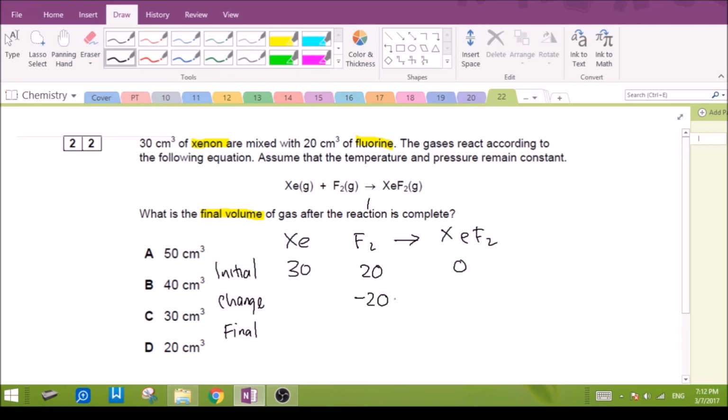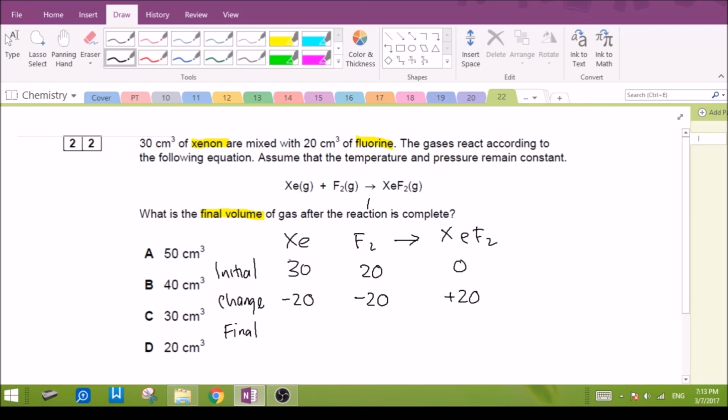When 20 cubic centimeter of fluorine is used up, by ratio we will also have 20 cubic centimeter of xenon being used up. Like we say, 1:1 will react. And when 20 cubic centimeter of fluorine is used up, 20 cubic centimeter of xenon fluoride will be formed. So the change is formation of 20, so plus 20.